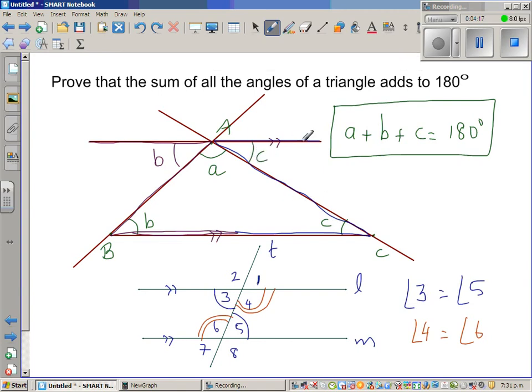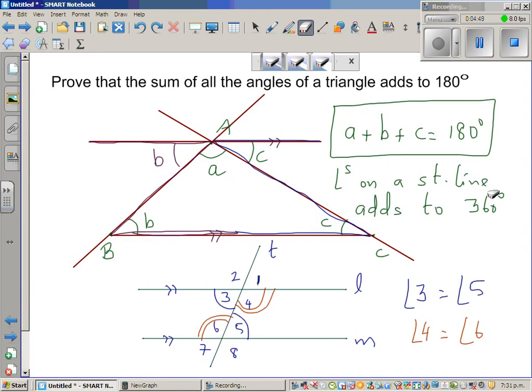Now, angles on a straight line add to how much? So let me write a rule. Angles, a full turn, so this is a half turn. So angles in a full turn make 360 degrees. I hope you know this rule. Angles on a straight line add to 360. Oh sorry, angles on a straight line add to, not 360, sorry, 180.